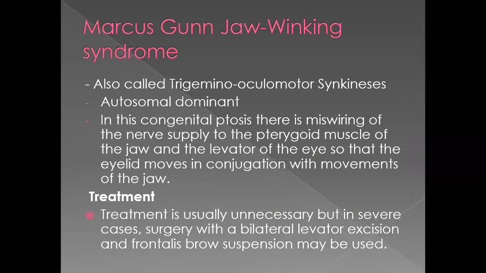Okay, Marcus-Gunn jaw winking phenomena, I already told you that actually there is nothing but a misfiring, a misconnection between the nerve supply to the pterygoid muscle and the nerve supply to the levator of the eye. So both of them move conjointly. So if a child comes to you with ptosis, you have to ask the child to open and close the mouth so that you can rule out Marcus-Gunn jaw winking phenomena. And this is very simple.